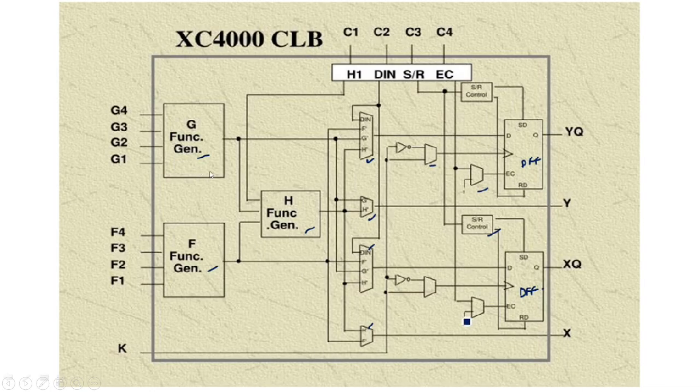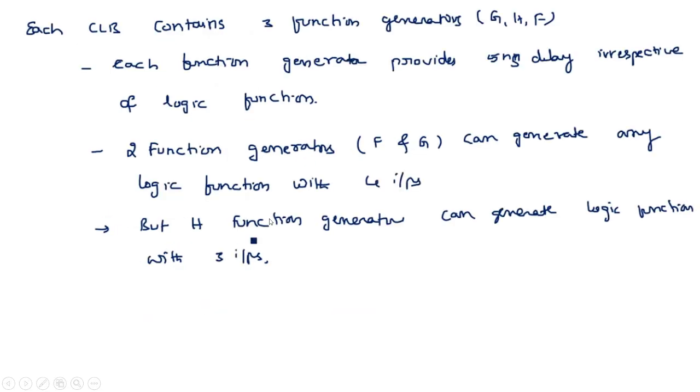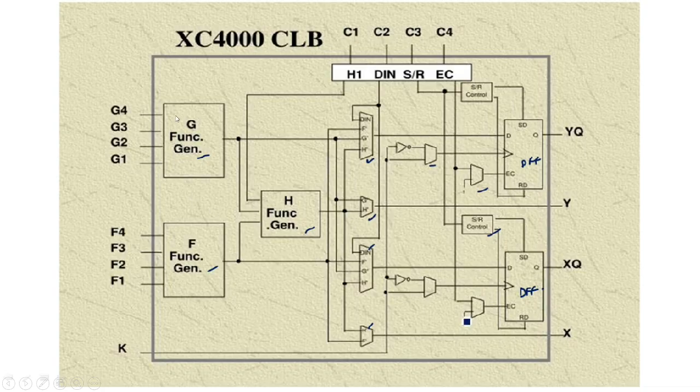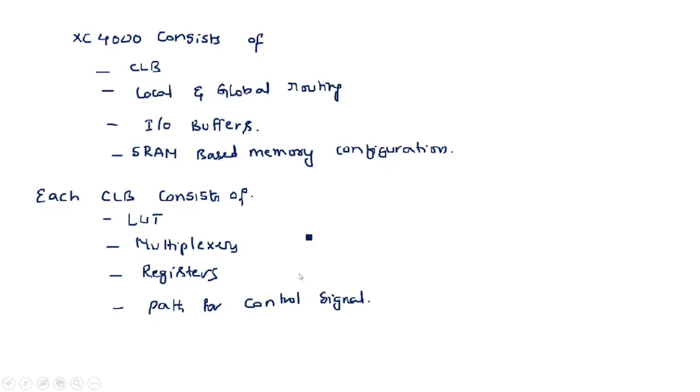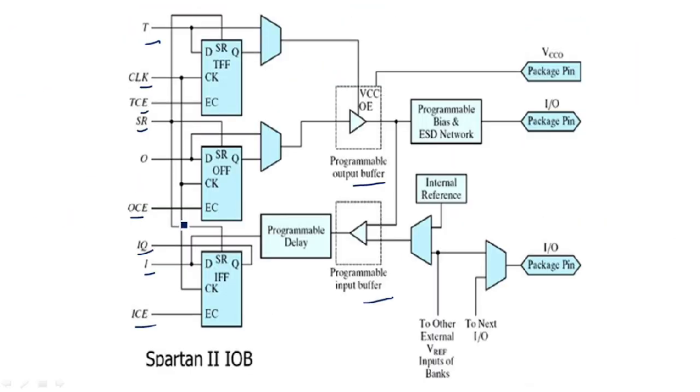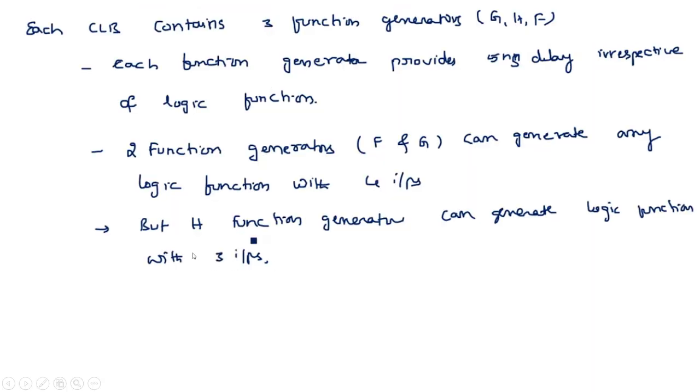F and G take 4 inputs, but the inputs to H are 3 only. You are getting 3 only. So H can generate the logic function with three inputs. By seeing this diagram, you can analyze.